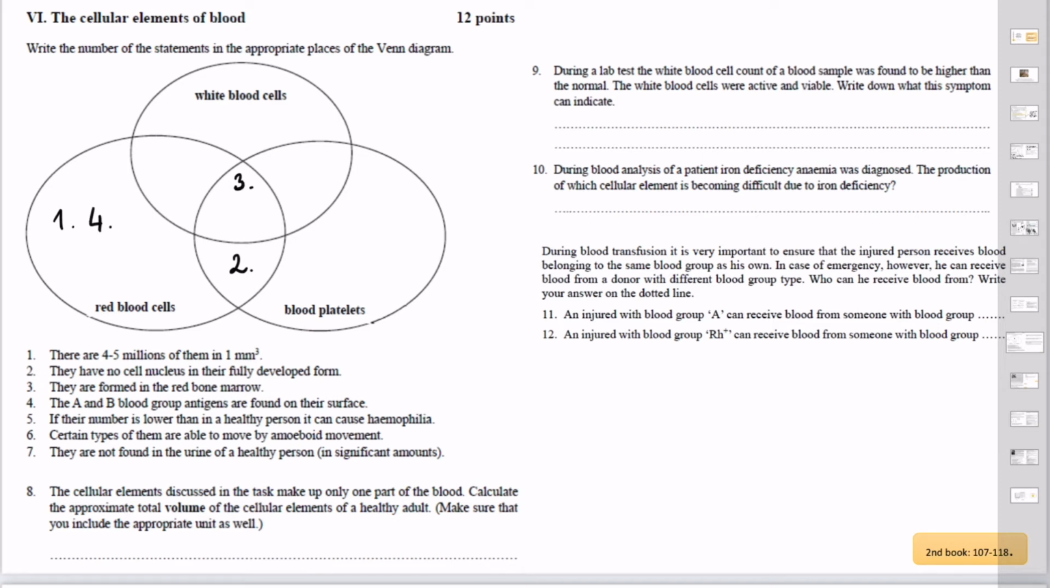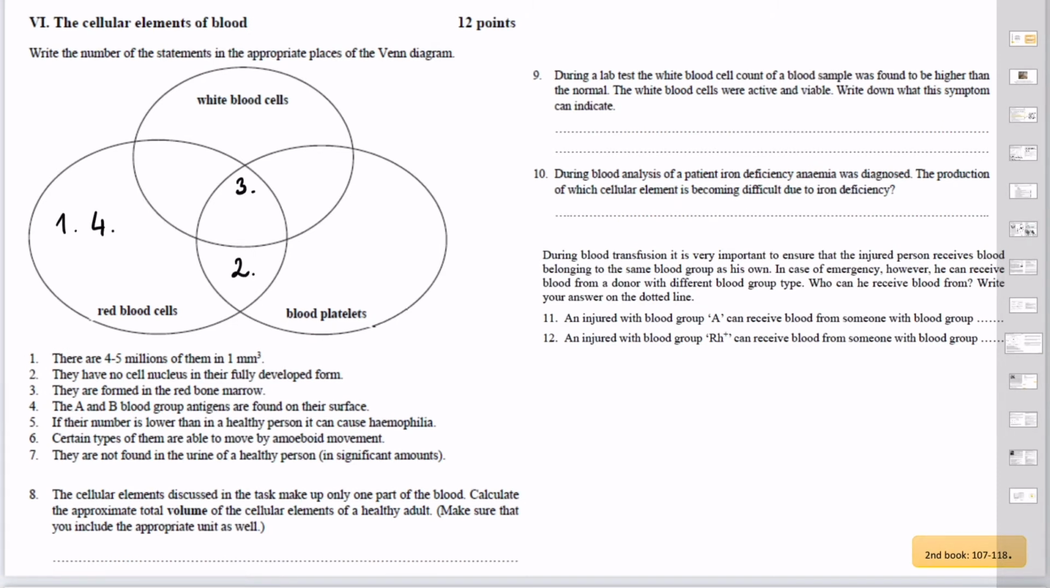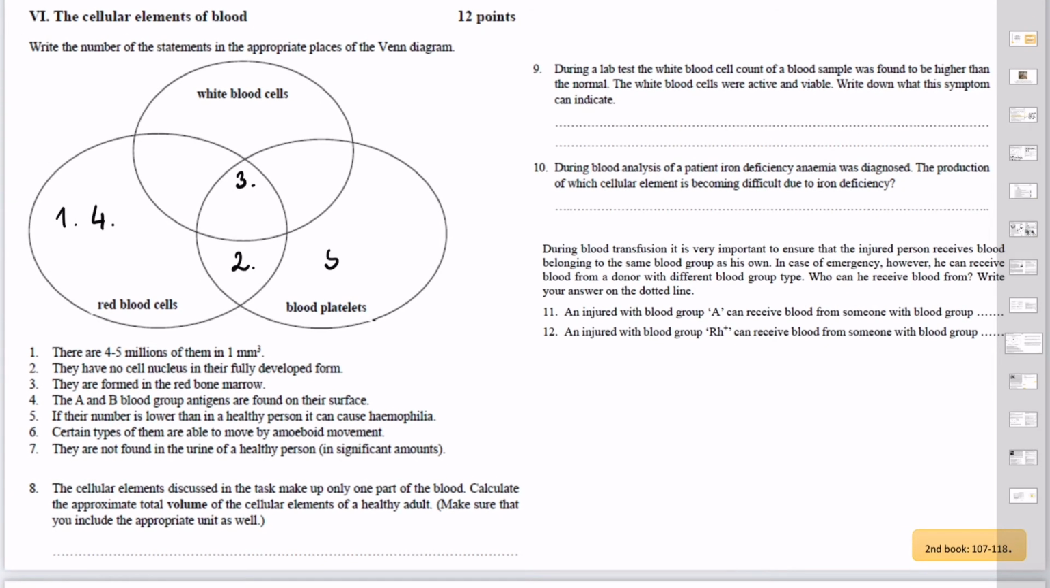If their number is lower than in a healthy person, it can cause hemophilia. And as we know, blood platelets have an important role in blood clotting, so number 5 will come here. Certain types of them are able to move by amoeboid movement. That's very easy. Those are going to be the white blood cells. And then they are not found in the urine of a healthy person in significant amounts. None of them should be present in the urine in significant amounts.